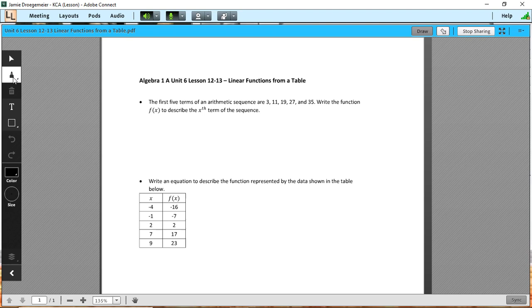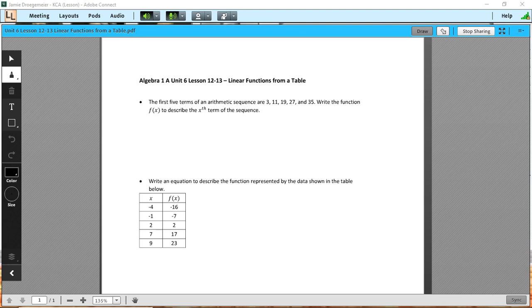Today we're in Unit 6, looking at lessons 12 and 13, linear functions from a table. So when we're given a table of values, being able to write the linear function, write the equation for that linear function. And we're just going to jump into some examples here.